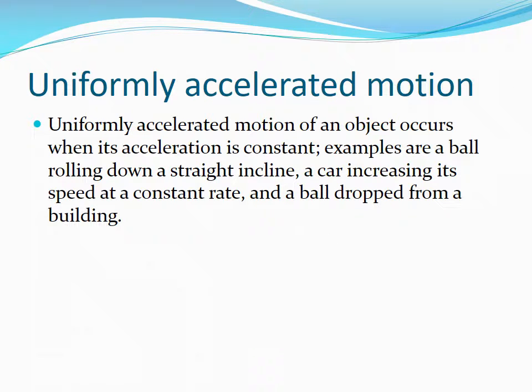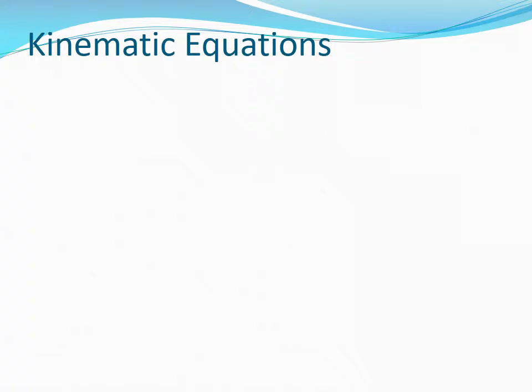Uniformly accelerated motion of an object occurs when its acceleration is constant. Examples are a ball rolling along a straight incline, a car increasing its speed at a constant rate, and a ball dropped from a building. These are kinematic equations, the equations used to define the motion of an object. You will find a handout on Blackboard.